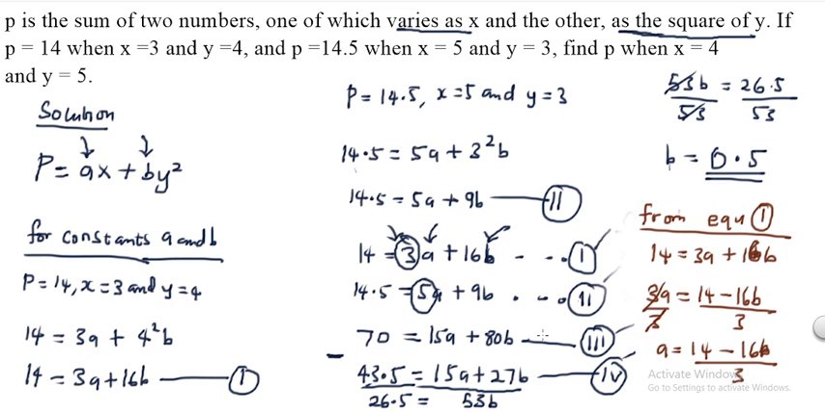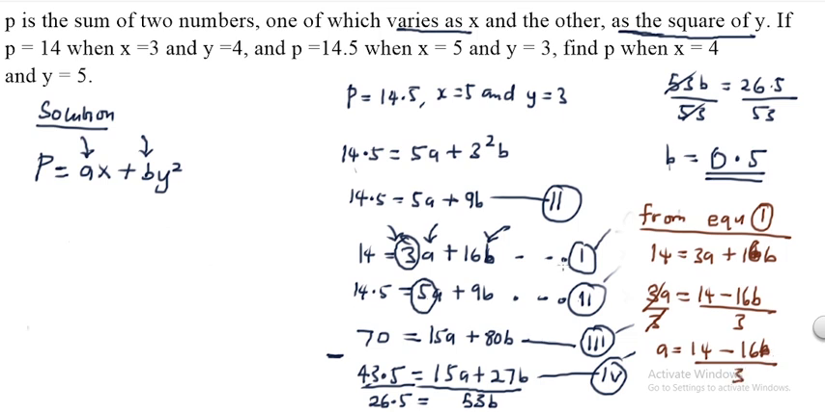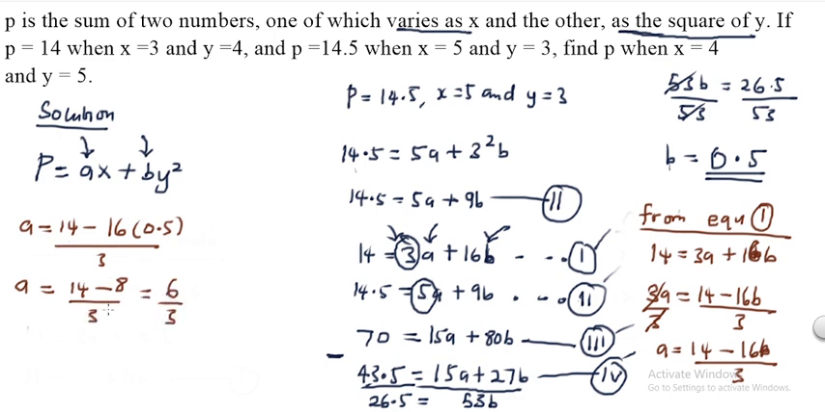Let me clean up space. My value of b is 0.5, so a is equal to 14 minus 16 open brackets, remember b is 0.5, close brackets, divided by 3. My a is then equal to 14 minus 16 times 0.5, which is 8, divided by 3. 14 minus 8 is 6, divided by 3. This means that a is equal to 2. So I have my value of a now and I have my value of b.